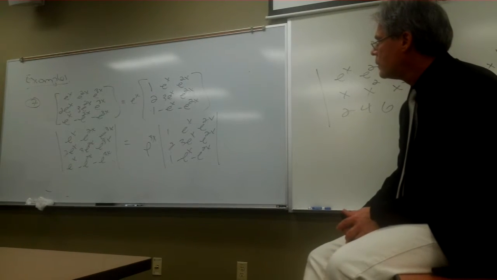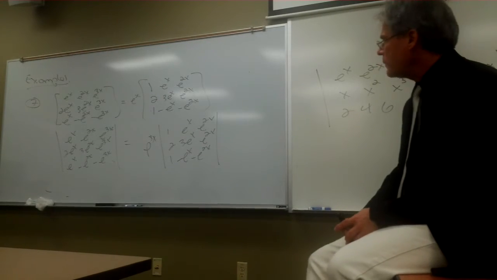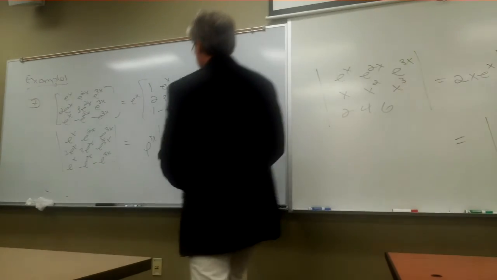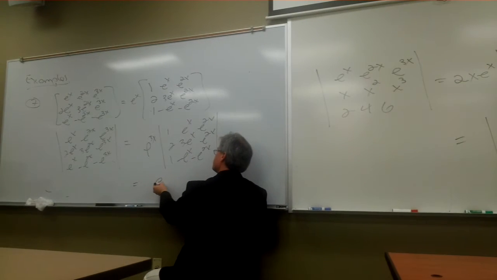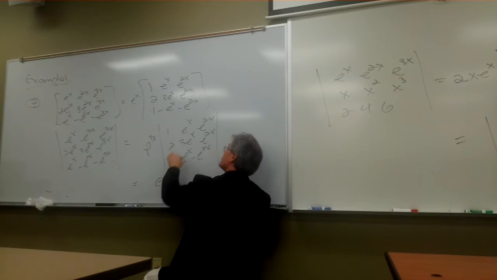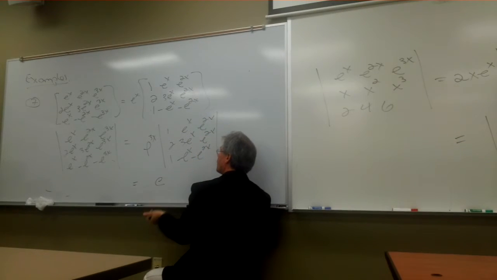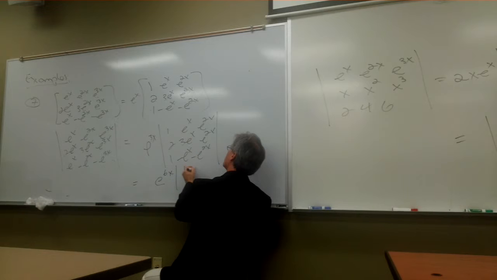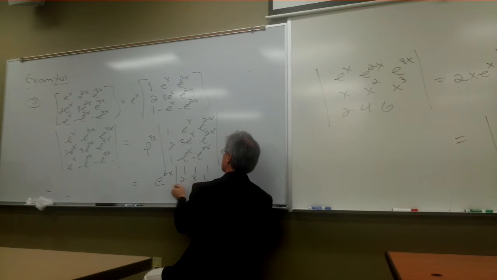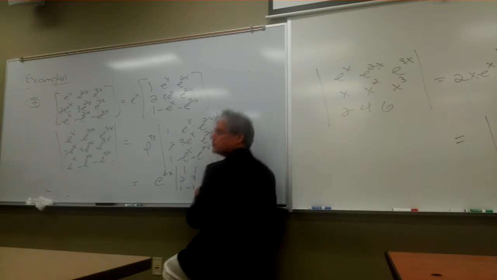Take this one step further, pull out a factor of e to the x from the second column. Simultaneously pull out a factor of e to the 2x out of the third column, and you're going to end up with e to the 6x times the determinant of 1, 1, 1, 2, 3, 1, 1, negative 1, negative 1. Look at that, yeah. If you guys are checking my arithmetic. I can take it as far as I darn well please. Absolutely.